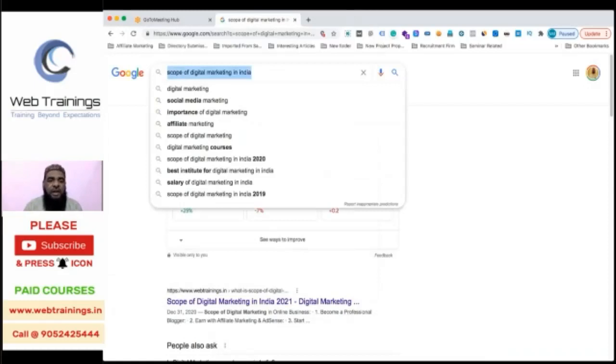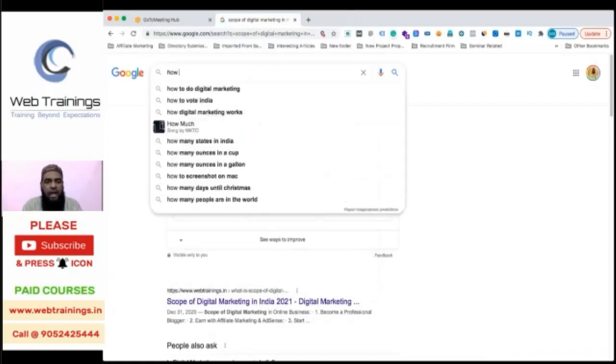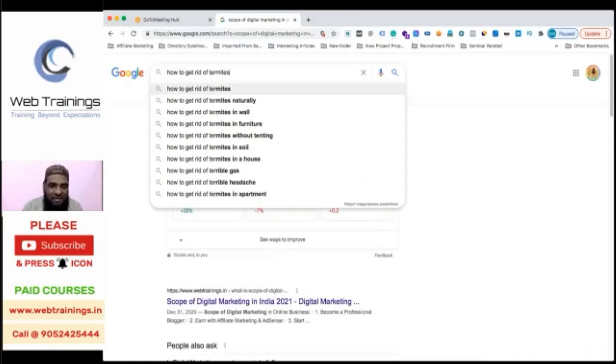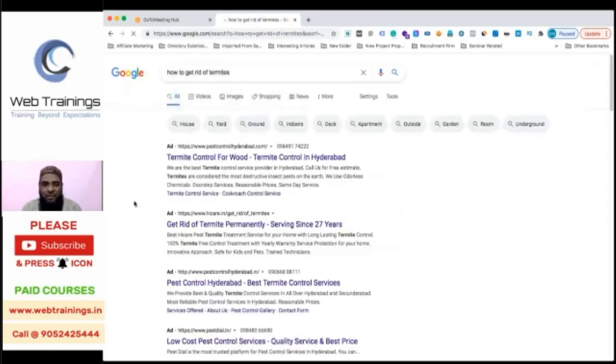Same way, see here, I'll type a query: how to get rid of termites, right? Yeah. See, you notice how many searches there are. How to get rid of termites naturally, in wall, in furniture, without tenting, in soil, in house. Okay. Termites in apartment. See, can all these articles be our targets for the future, sir? Absolutely yes. Let's see who is targeting this and who is getting the benefit.